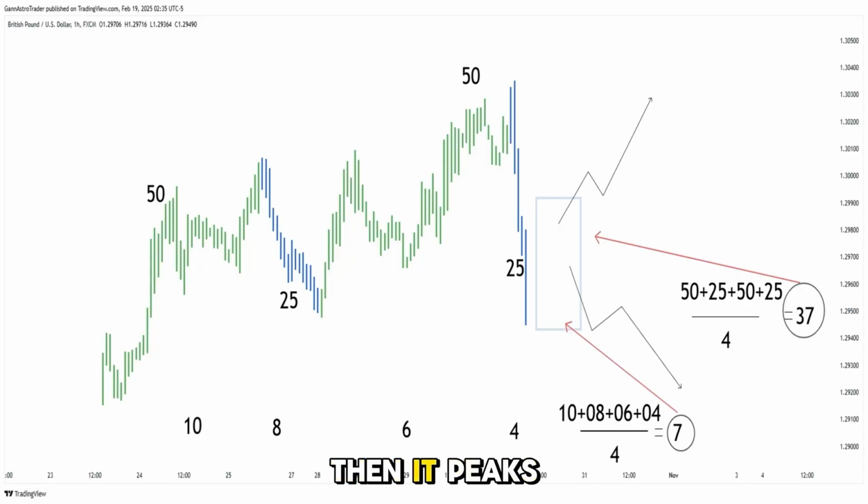Price goes up, then it peaks. Price goes down, then it bottoms out. This happens over and over again. And here's the key: when we hit that pivot high, the market is running out of steam. It doesn't matter how strong the last move was, at some point momentum fades.